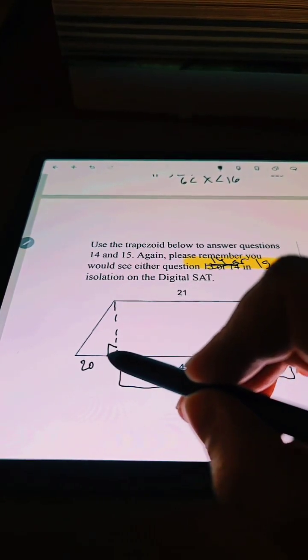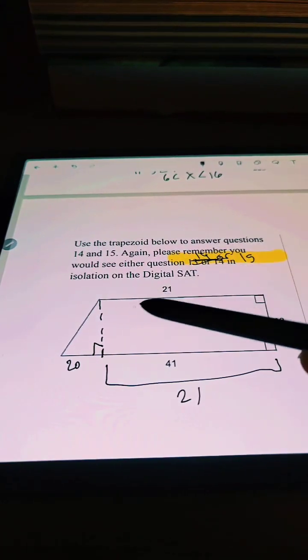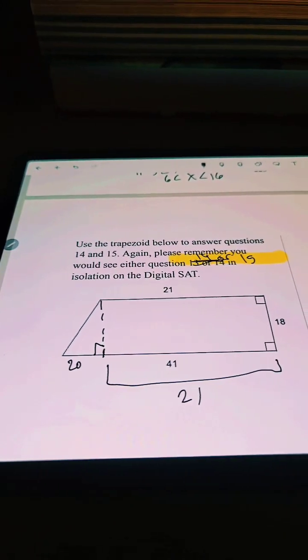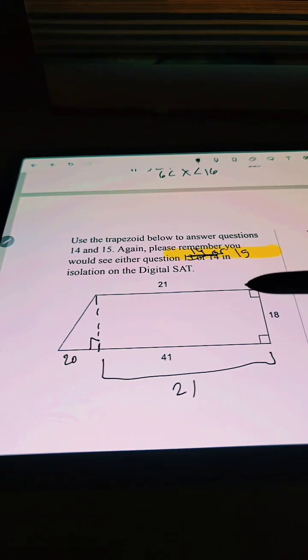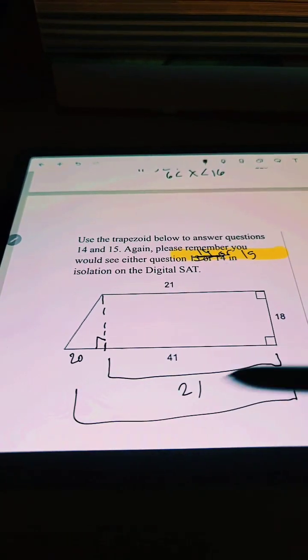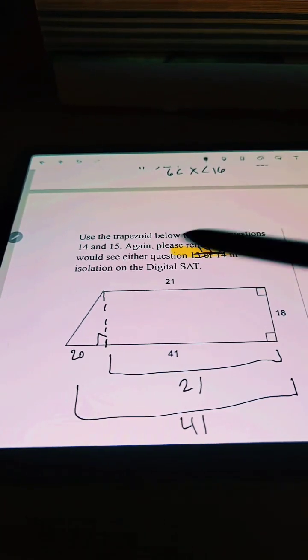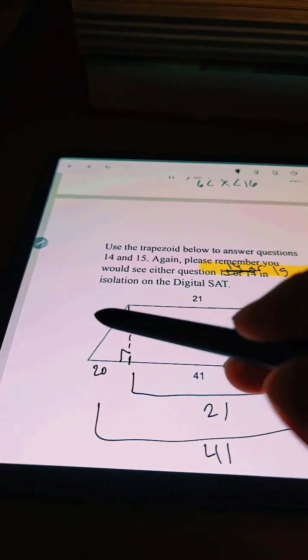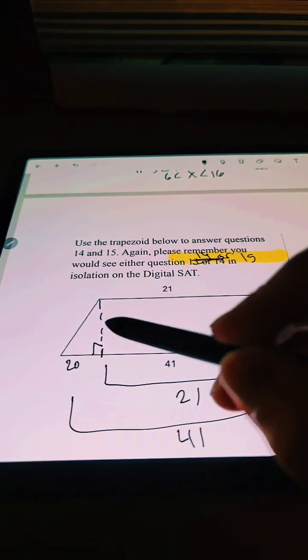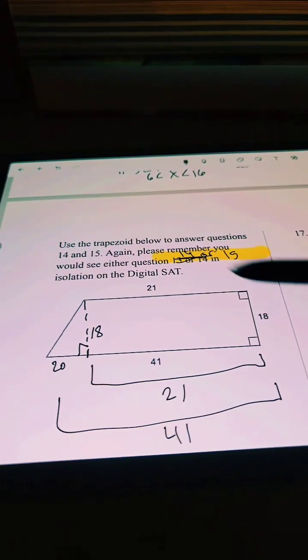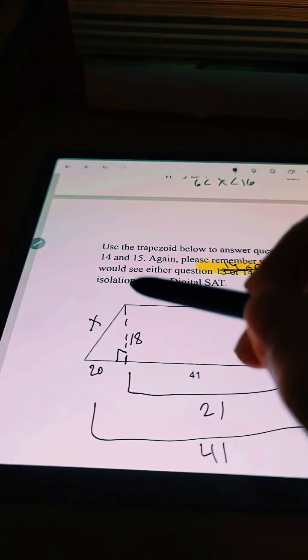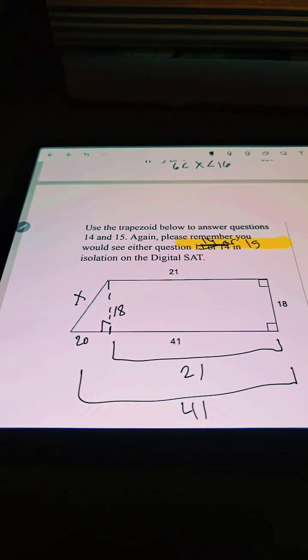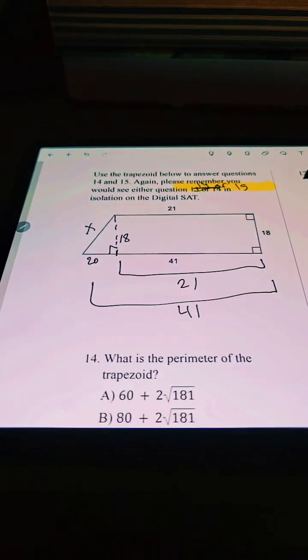So I'm going to draw a height down here so that this is a right angle, so that I have a rectangle and a right triangle right there. I want to find the perimeter. So I know this whole thing is 41. And then basically to find the perimeter, I just need to know what this missing side length is right here, the hypotenuse of that triangle. Well, I know that this height is 18. So to find that missing length, I could just use Pythagorean theorem. So that's what I'm going to do.